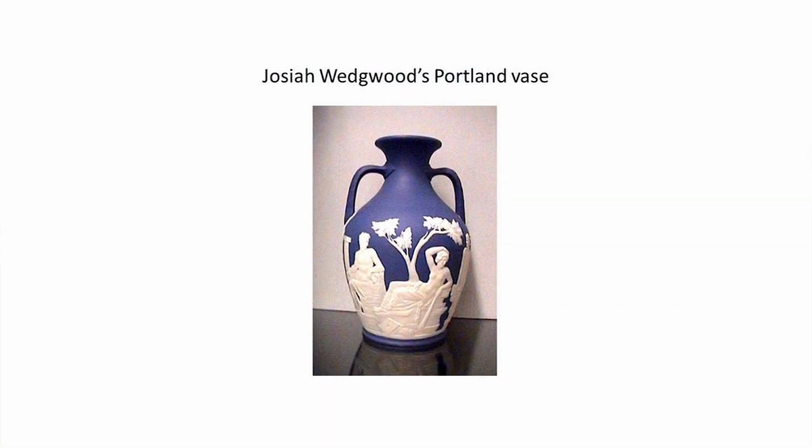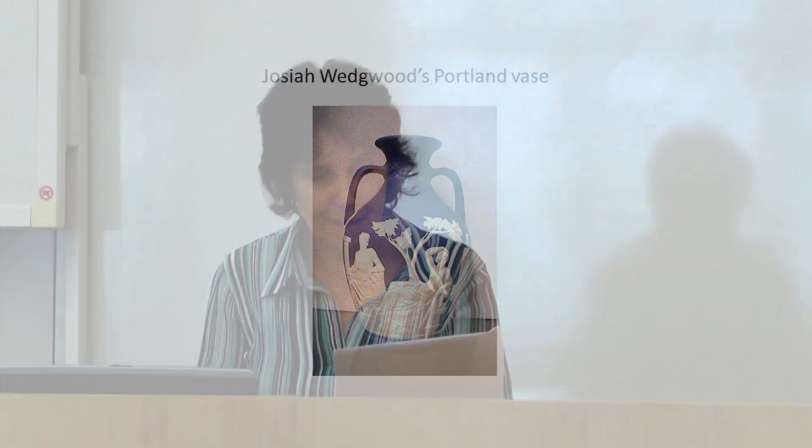This was also an era in which chemical discoveries were very important, not just for the textile industry, but, for example, the potteries. And this is Josiah Wedgwood's Portland vase, and Josiah Wedgwood was a very good chemist who made use of the chemical discoveries at the time to perfect his enamel colours for his pottery.